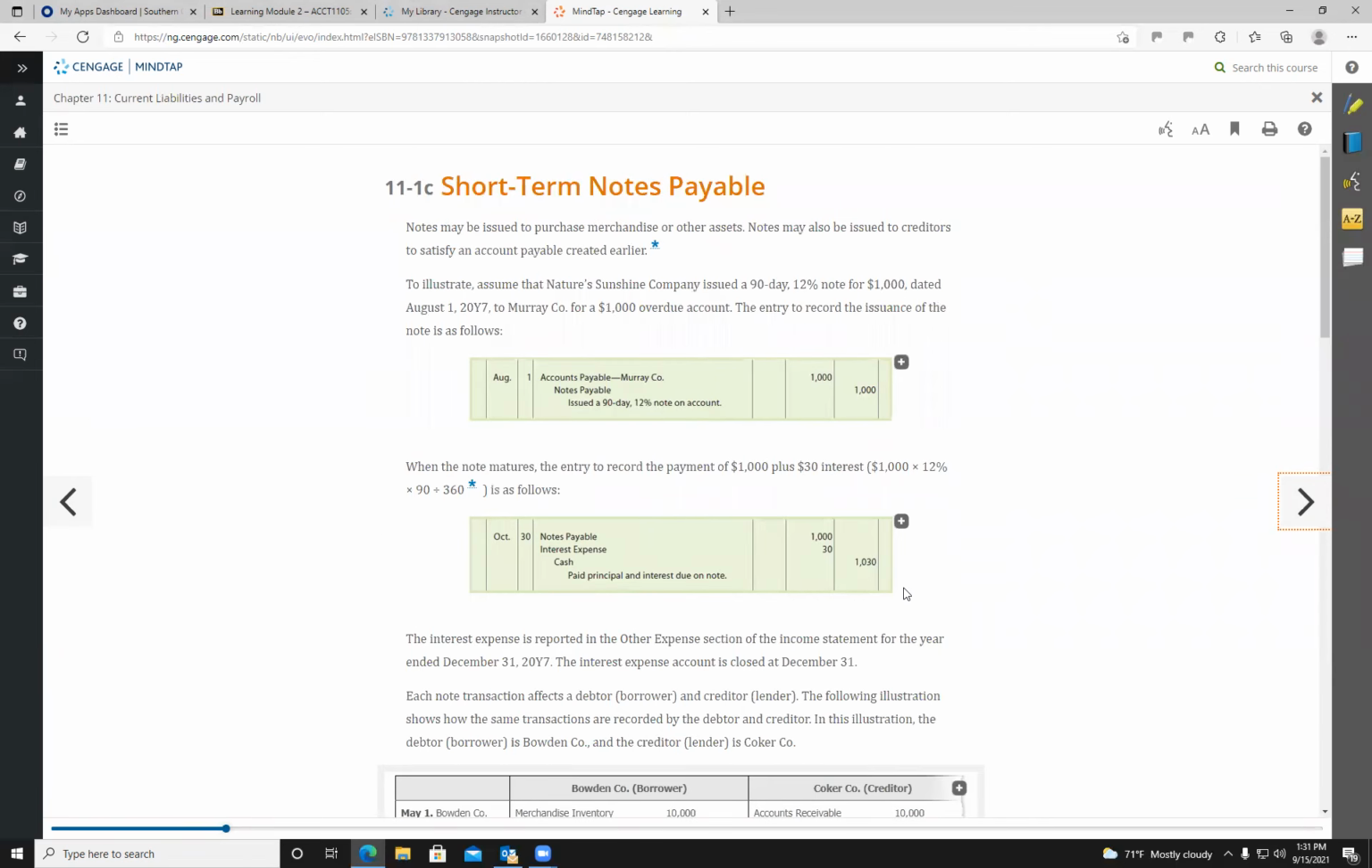So now let's talk about short-term notes payable. We talked about long-term debt and how we want to list the current portion of it in the current liabilities. But then we also have short-term notes payable. Notes may be issued to purchase merchandise or other assets. Notes may also be issued to creditors to satisfy an accounts payable created earlier. So we look at an example here based on that.